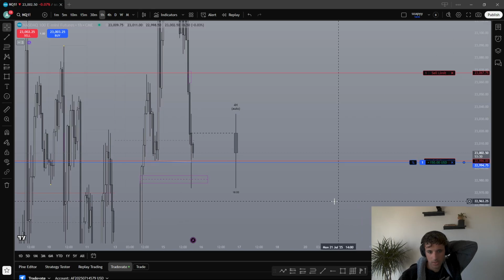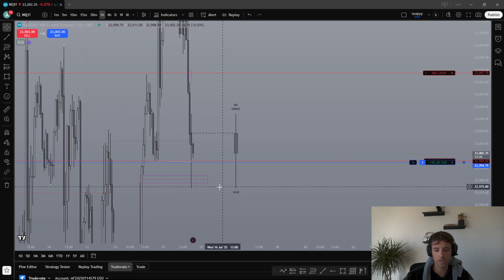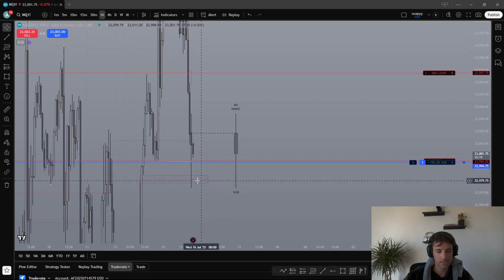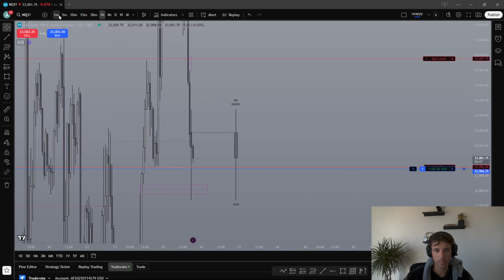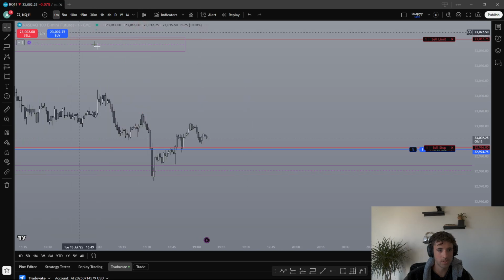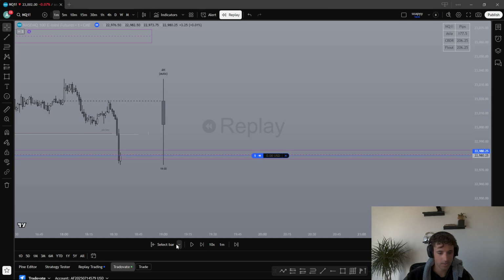Our two points of confluence for this long right here would be that we swept this 1 hour gap. I actually had a limit order before market open, but I guess it didn't set. I don't know what happened to it. So my entry would have been a lot lower, actually right here. It would have bottom ticked it, but that's okay.